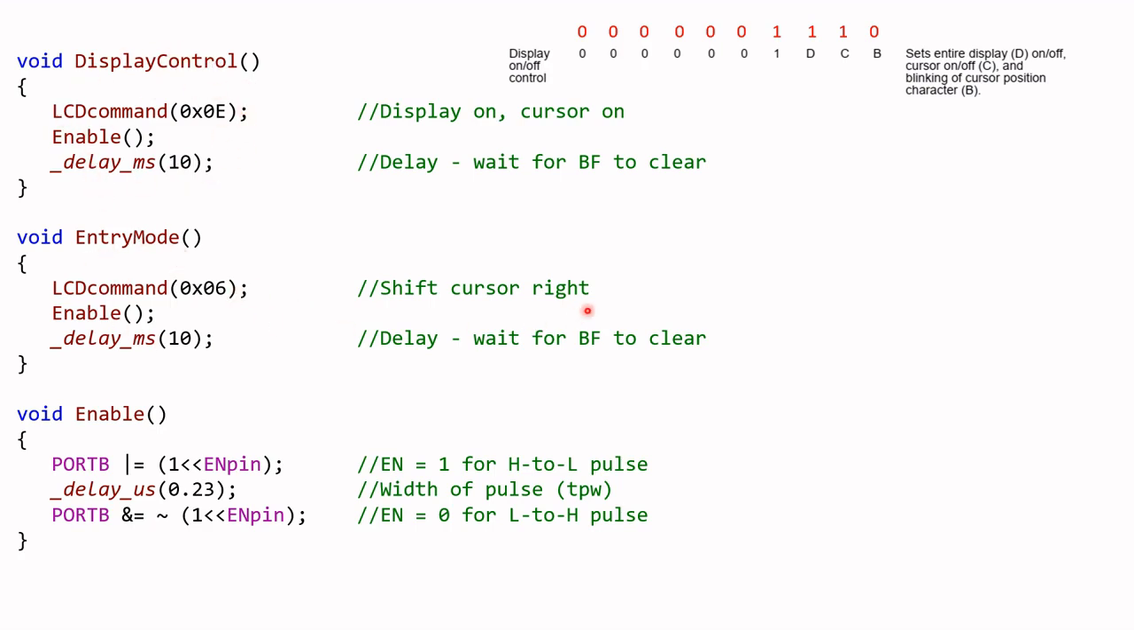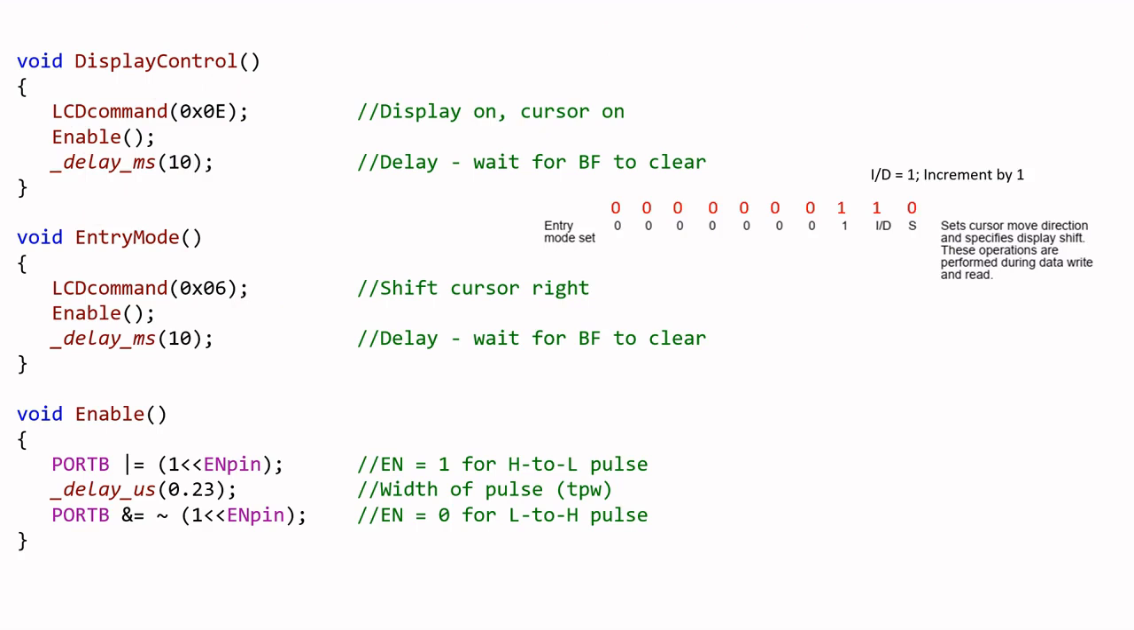Then the entry mode. The entry mode, by default, this bit is set to 1. I/D, basically, says I want to increment the cursor by 1. So we'll move the cursor, and then S is set to a 0. So the whole thing is 06 hexa, and enable, and then delay.